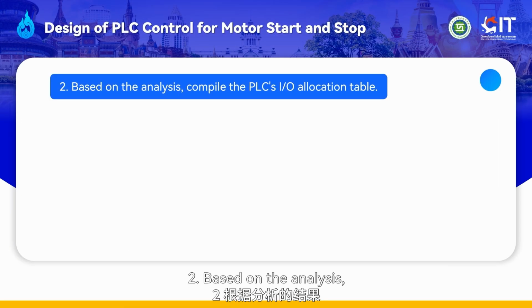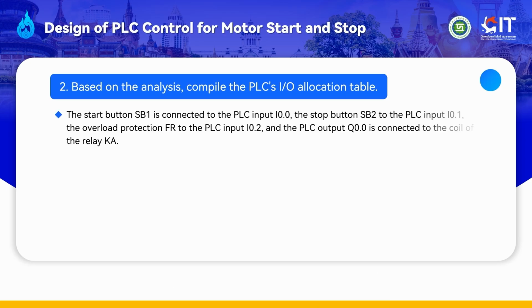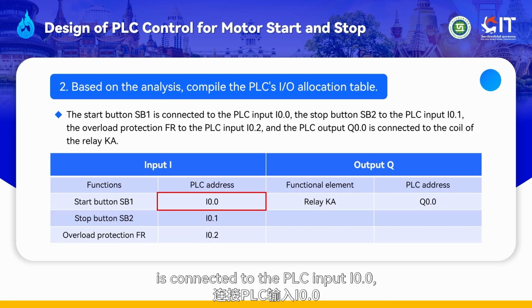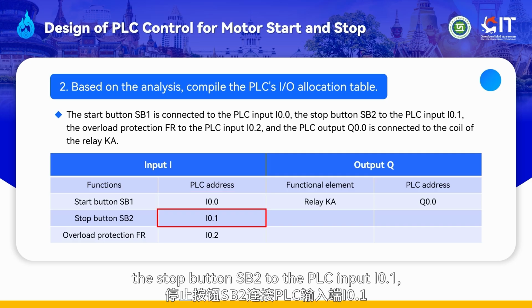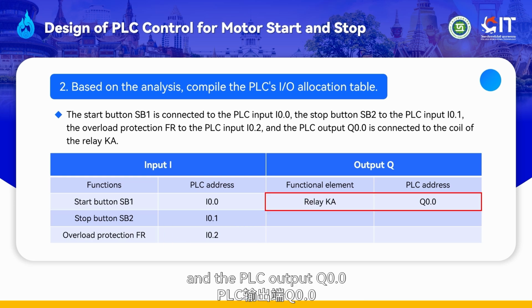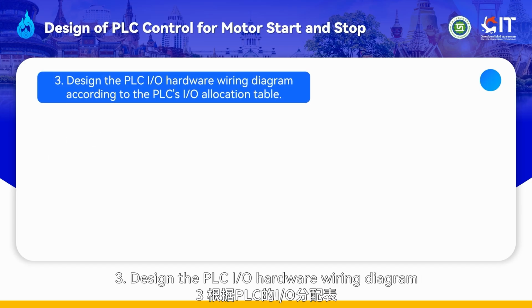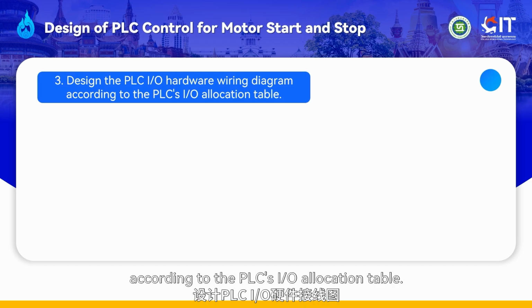2. Based on the analysis, compile the PLC's I/O allocation table. The start button SB1 is connected to the PLC input I0.0, the stop button SB2 to the PLC input I0.1, the overload protection FR to the PLC input I0.2, and the PLC output Q0.0 is connected to the coil of the relay KA.